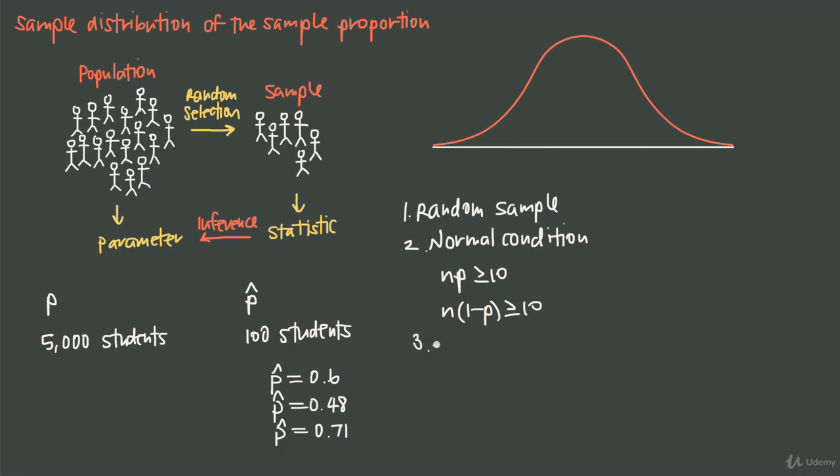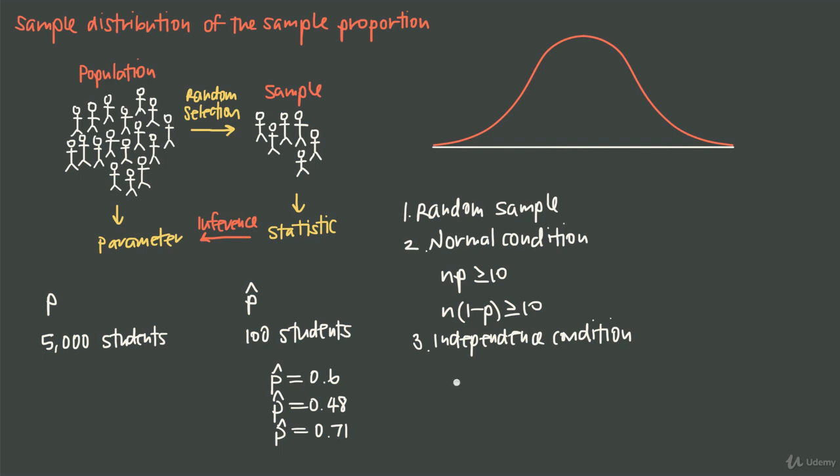And then lastly, we need to satisfy the independence condition. The independence condition tells us that our samples need to be independent, and that can happen in one of two ways. If we are sampling with replacement, then automatically our samples are independent. If we're sampling without replacement, for example, we're asking students as they leave the building at the end of the school day, then we're sampling without replacement.